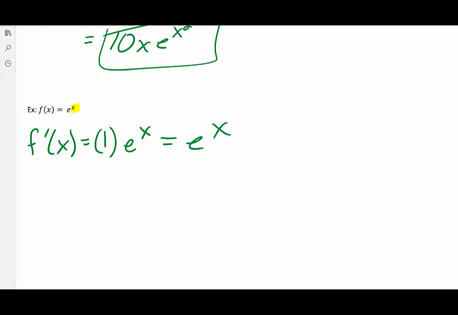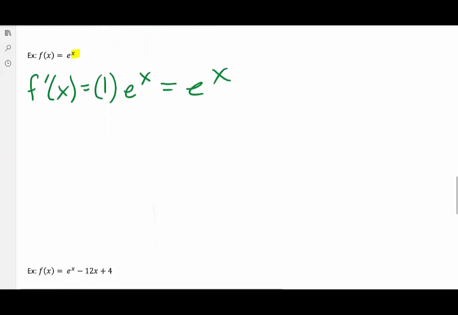So the derivative of e to the x is e to the x. That is weird, right? But that's the case. That's the rule. That's why we call that a transcendental function. Don't worry about that. But anyways, that's the derivative of e to the x. It's the same e to the x. All right.